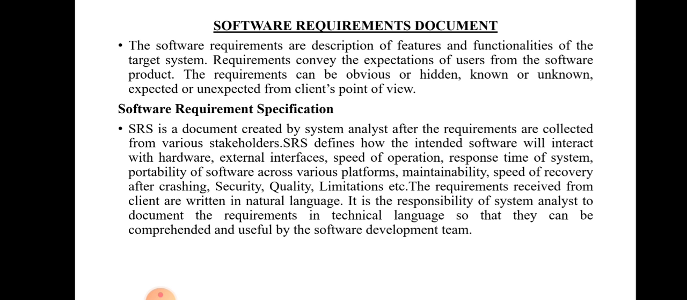So it is the responsibility of the system analyst to document the requirements from the user in a technical language so that they can be easily comprehended and used by the software development team. A software requirement specification is a document which consists of particular information about the software: speed, response time, portability, security, quality, and limitations. These are the needs and requirements to be covered in a software, which are documented by the software requirement specification document.